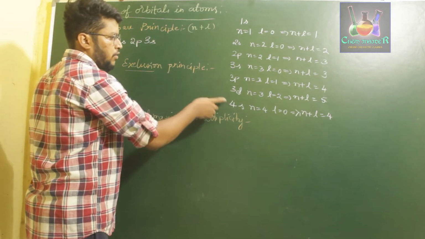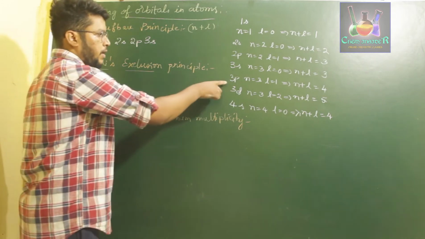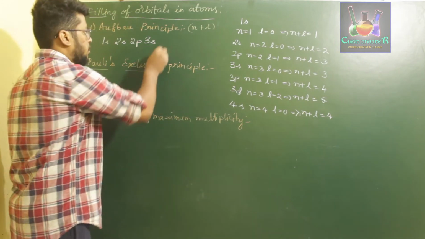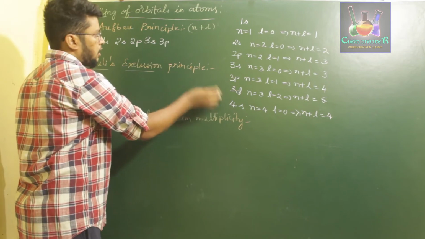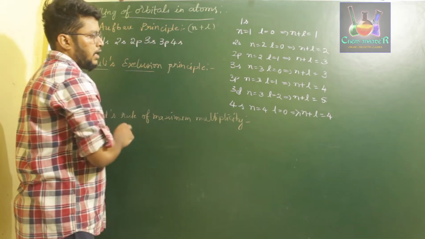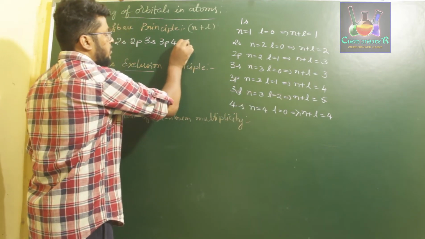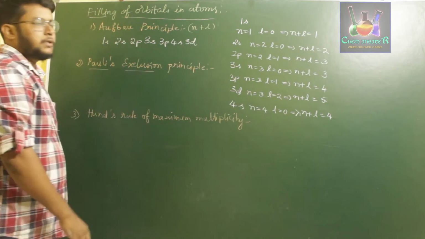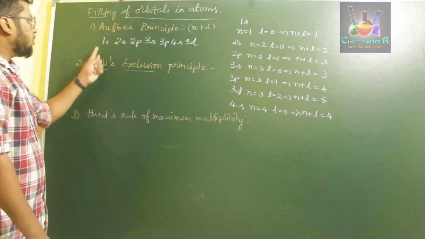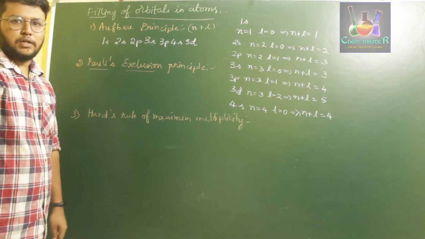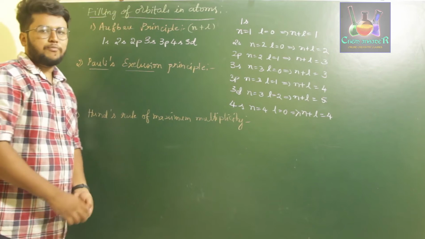For 3p and 4s, out of those, the value of n is less for 3p. So therefore, we start with 3p and then comes 4s, and later we have 3d because it has a higher value of n plus l. So in this order, we'll fill up the electrons in the increasing order of the energy level. Okay, so this is about the Aufbau principle.